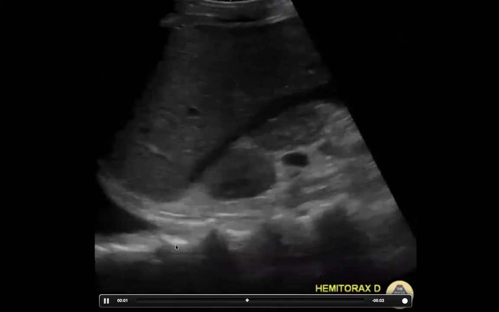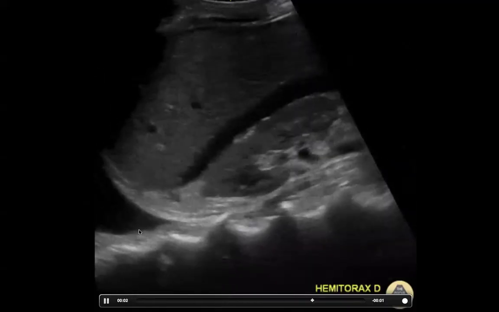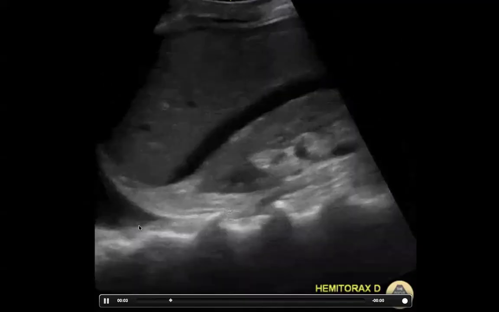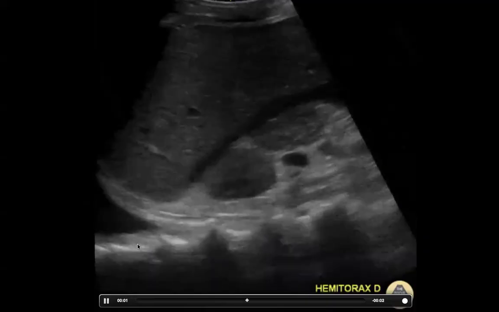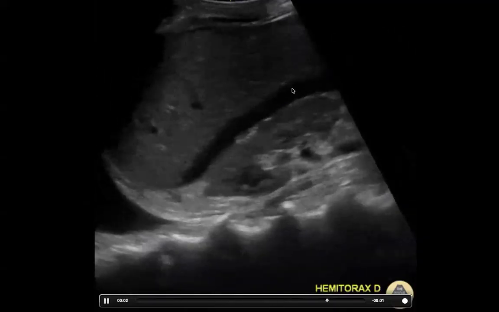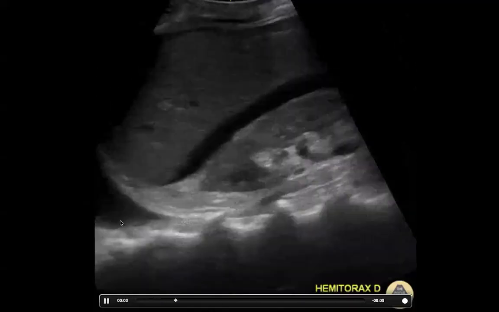The presence of pleural effusion. And this is actually a much more specific way of looking for pleural effusion compared to chest X-ray. So this is a very easy way of looking for a pleural effusion. In this one clip, you can see both free fluid in between liver and kidney and a pleural effusion.